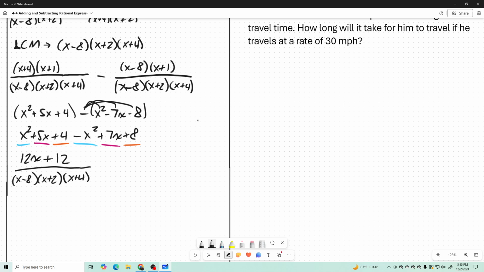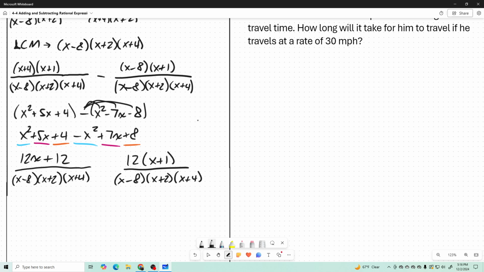And now we just have to factor the top one more time. I can pull out a 12, it would appear. So I'm going to have 12 times x plus 1, and on the bottom, I'm going to have x minus 8, x plus 2, and x plus 4. And ultimately, there's not any super satisfying way to reduce anymore, right? We just got to check and see if there's anything, and there's not.